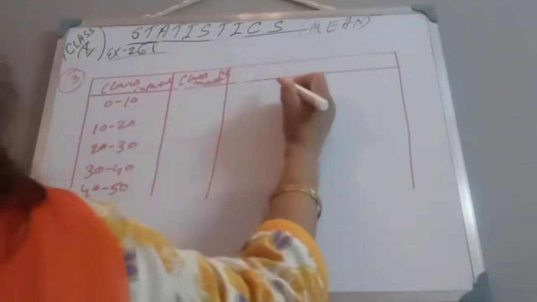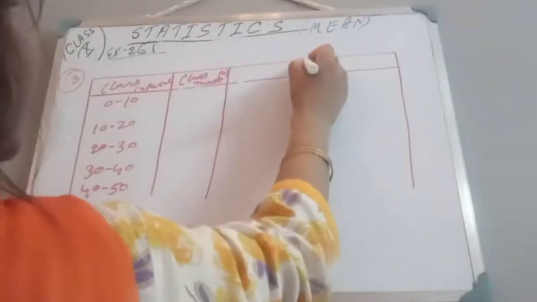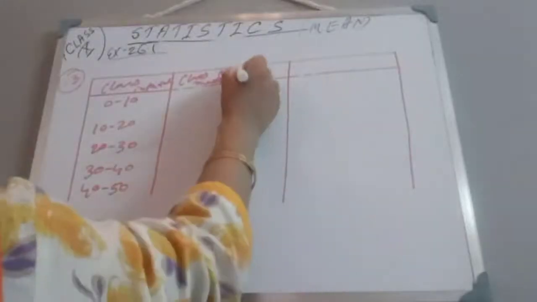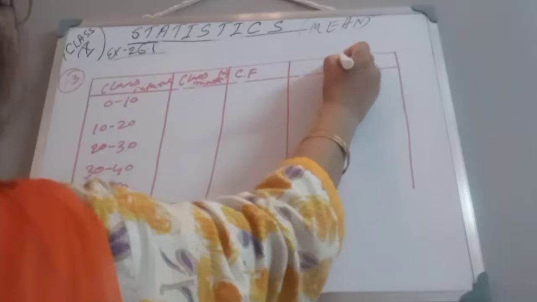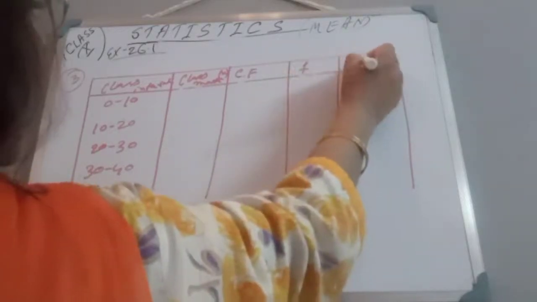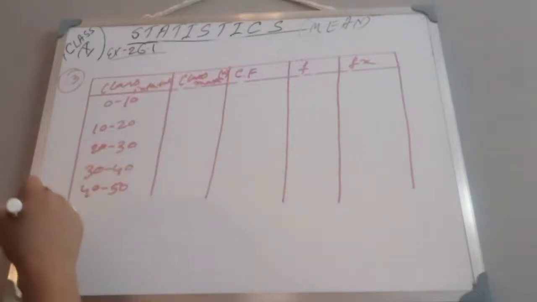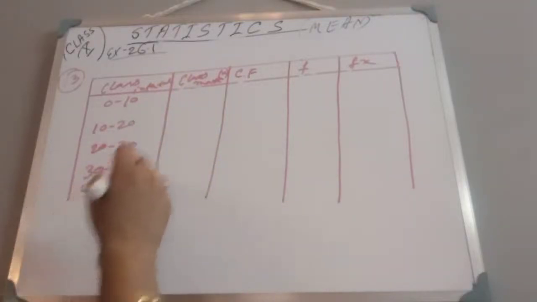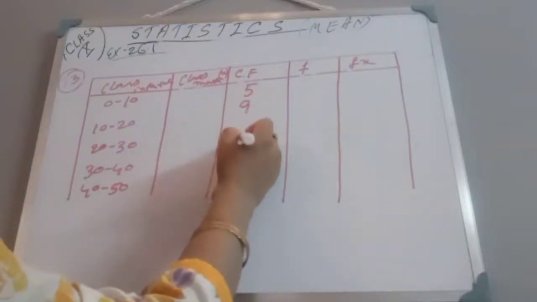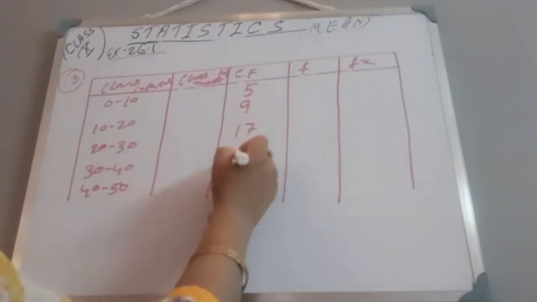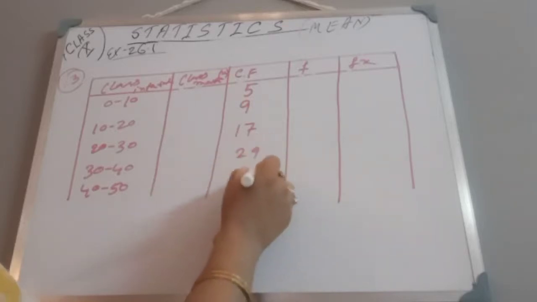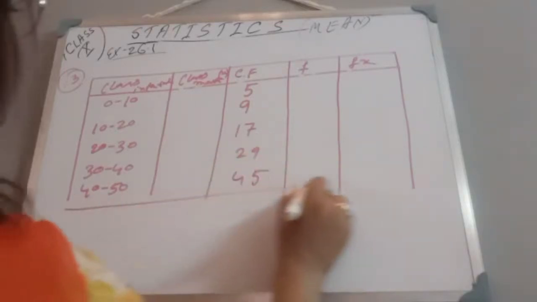Okay, and cumulative frequency is given, that is CF. This is given, so from CF we have to find F, frequency, and then Fx. So what are the cumulative frequencies given here? 5, then 9, this is 17, this is 29, this is 45. These are given to us.